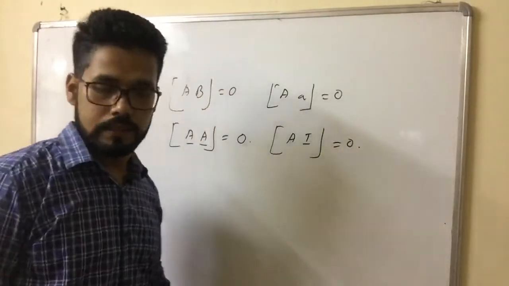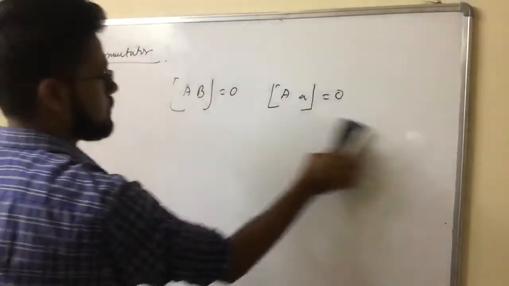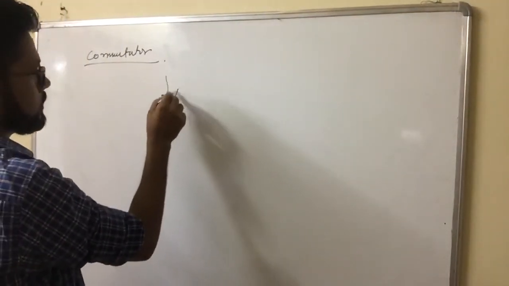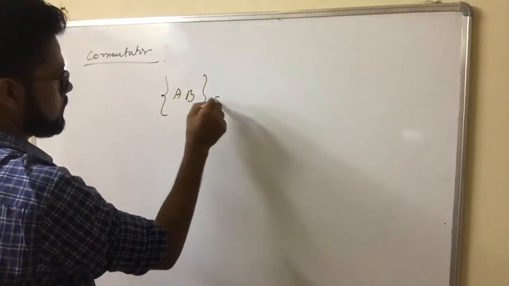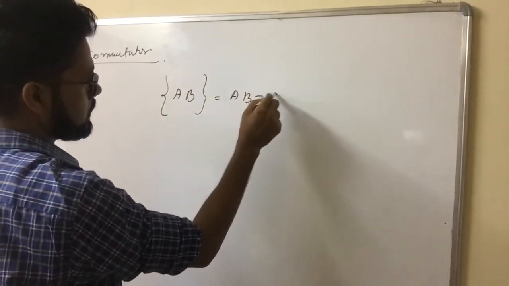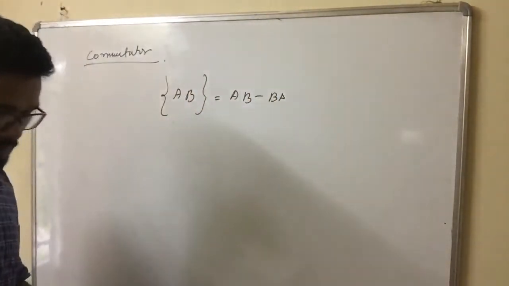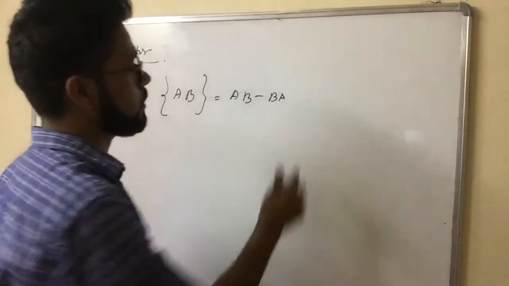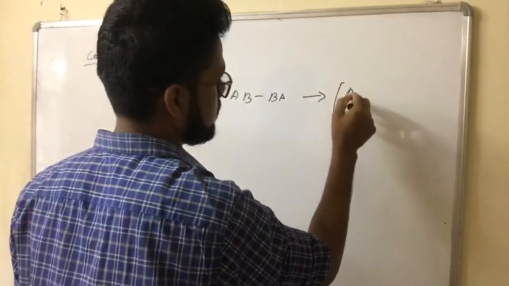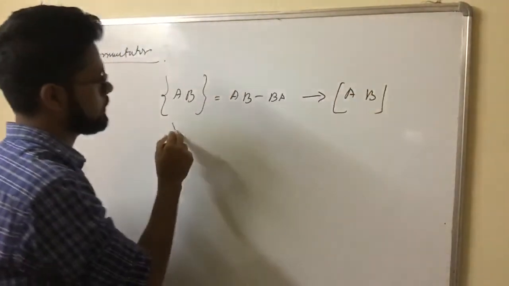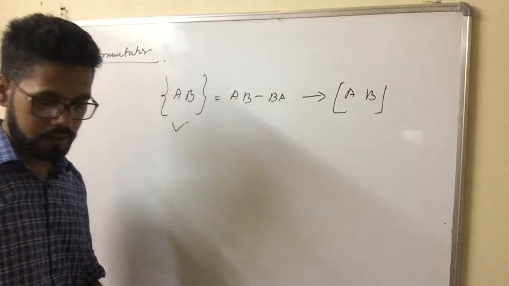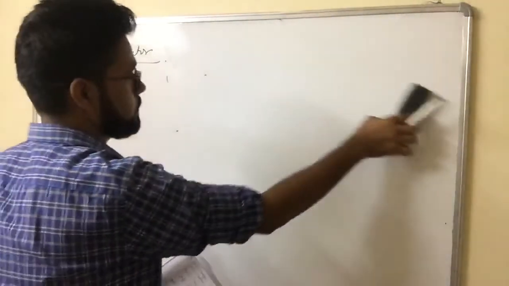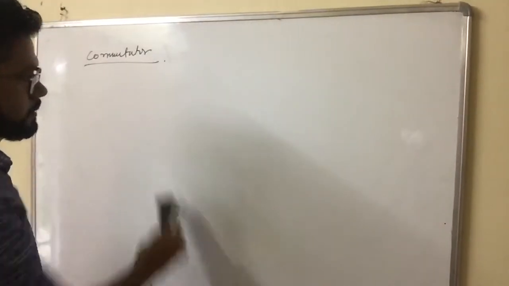So clear? Now the anti-commutator is represented like this. This is the anti-commutator relation, equal to AB plus BA. Commutator is represented by square brackets, this is the commutator relation [A, B]. Anti-commutator is represented by curly brackets. Always curly brackets.